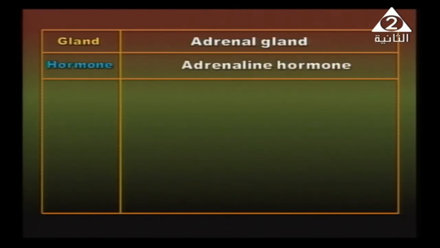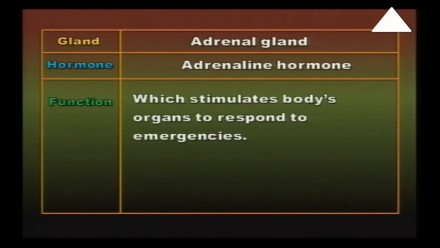What is the function of adrenaline hormone? Adrenaline hormone is secreted from the adrenal gland, which stimulates the body organs to respond to emergency cases.